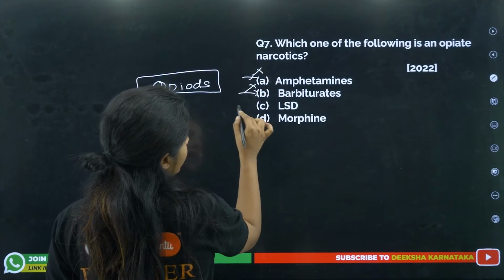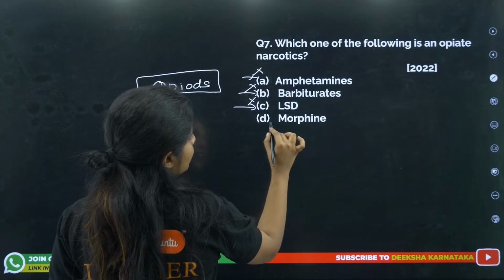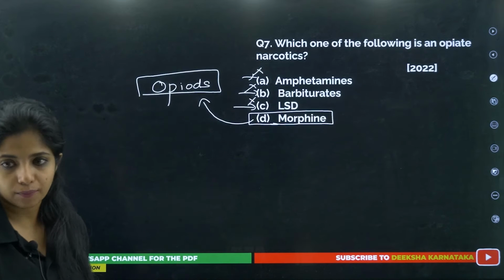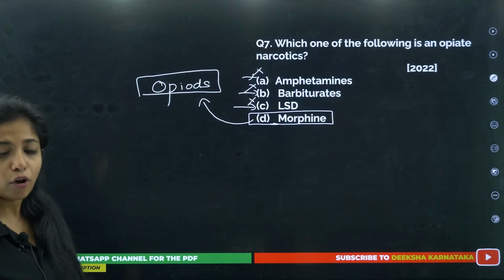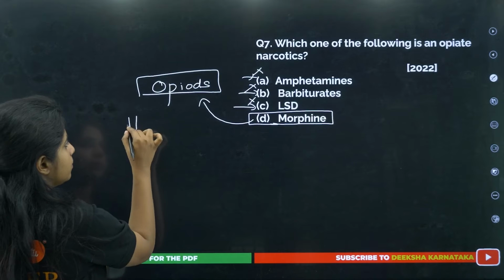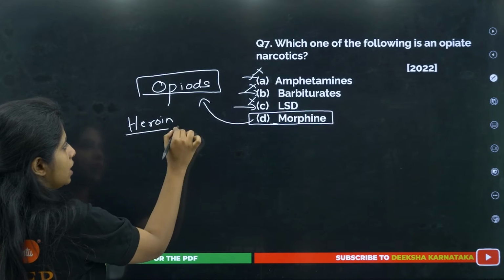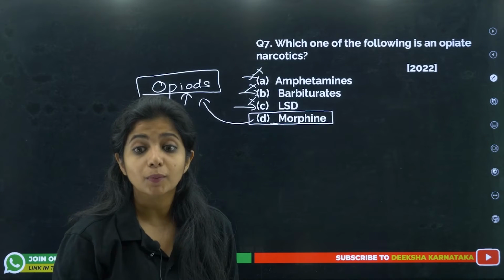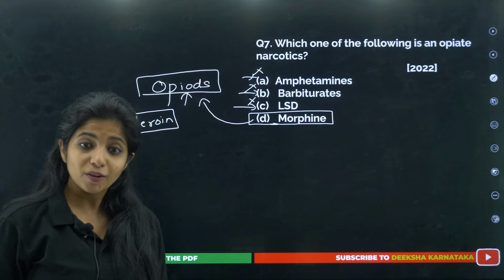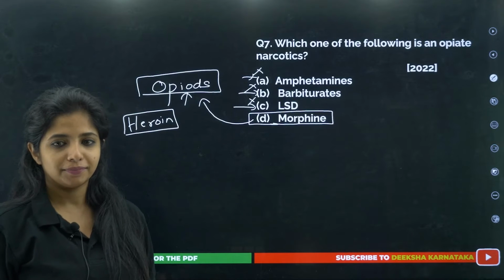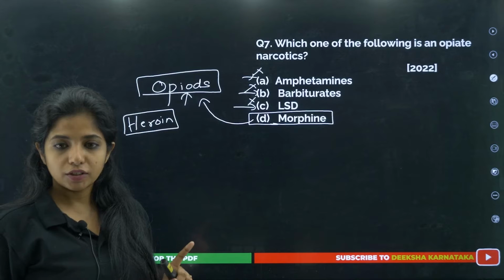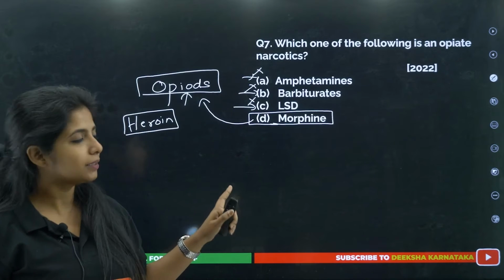Barbiturates, no. LSD, no. Morphine, yes. Morphine comes under the opioid category. Okay, it's an opioid drug. Morphine, heroin, they are all opioid drugs got from Papaver somniferum. You have to remember the name. Similarly, you can remember Papaver: Papa is the hero. So, Papaver somniferum. Morphine is also used, you have to remember that.